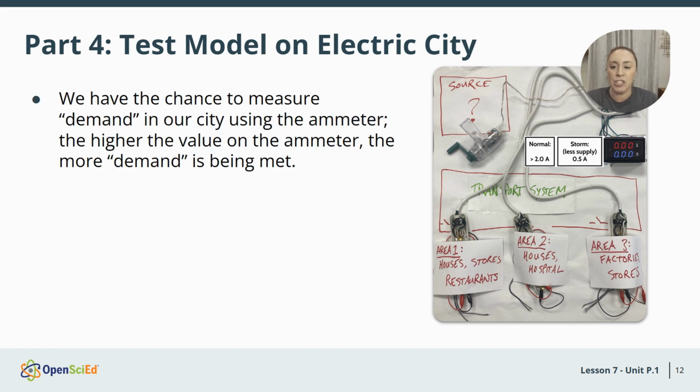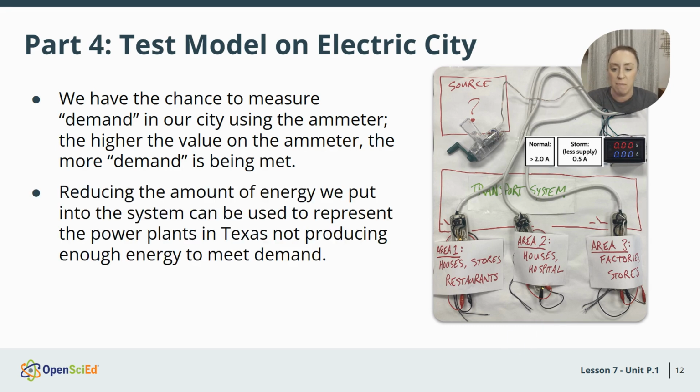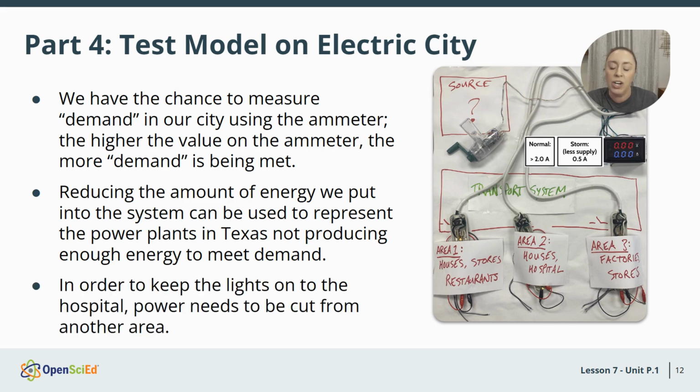So in our Electric City model, we have the chance to actually measure demand using a device called an ammeter. And the higher value on it is going to mean that there's more demand being met. We use a hand crank generator as our power source here, and we have a couple of areas identified. We can reduce the amount of energy that we put in or increase it to meet that demand based upon how we're spinning our hand crank generator.